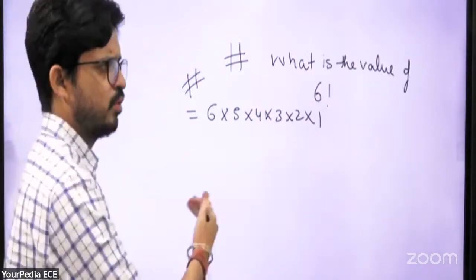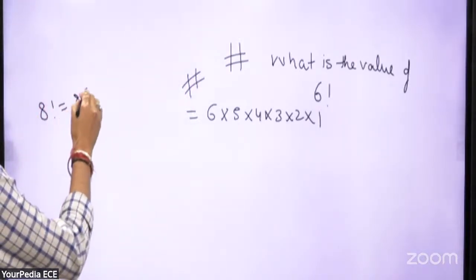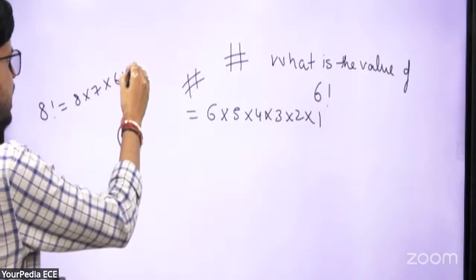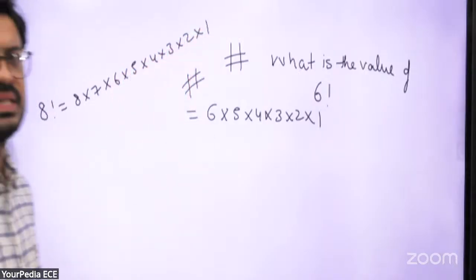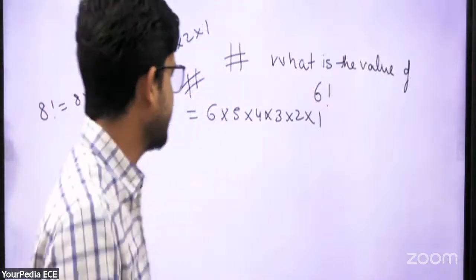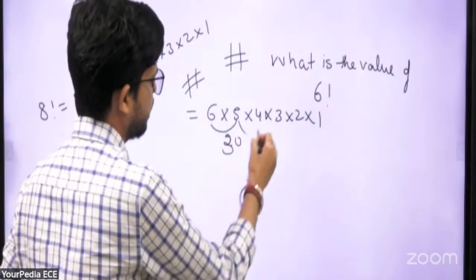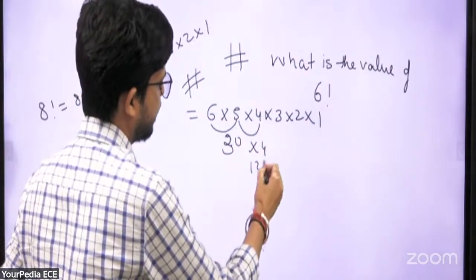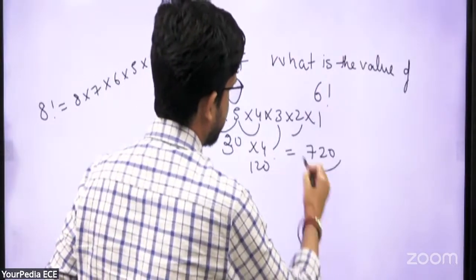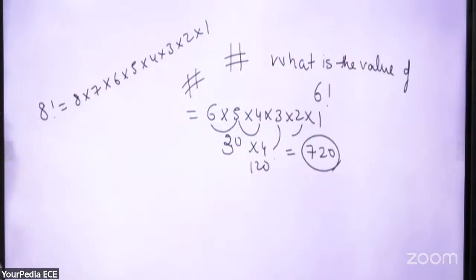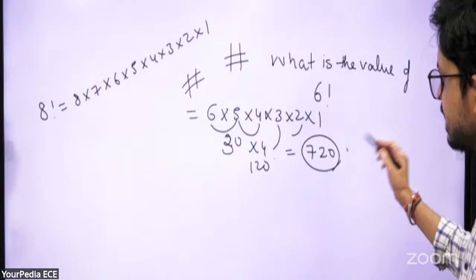Last digit. We have to go up to the last digit. If it will be 8 factorial, then what we have to do? 8 into 7 into 6 into 5 into 4 into 3 into 2 into 1. So that is the meaning of basically factorial. So what we have to do here? We have to multiply 6 into 5, 30, then into 4, 120, then into 3, then into 2, and you will get that 720. That is the simple answer. Very, very simple question, I would say. The answer is 720.